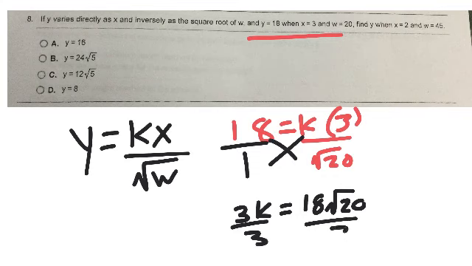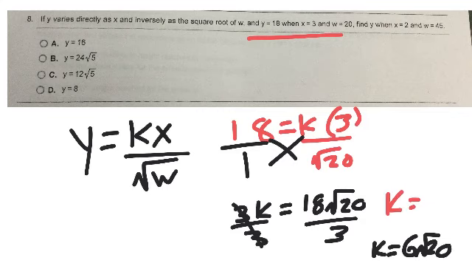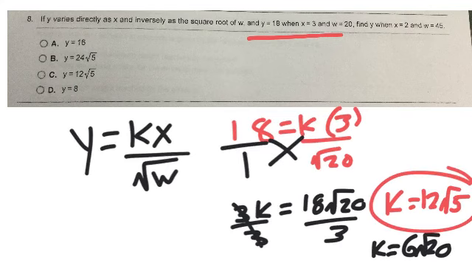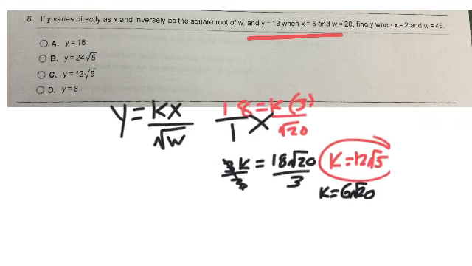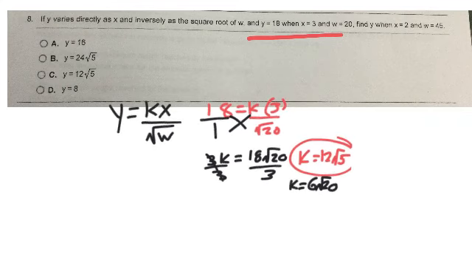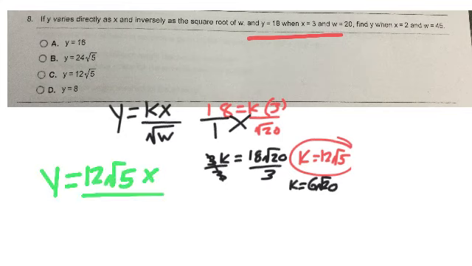Divide by 3. So that's going to give me k equals 6 radical 20, which if you put that in your calculator, that will simplify because radical 20 will break down as 4 and 5. So that should be 12 radical 5 is what we should get there. So I know that the k value is 12 radical 5. So I take that information, plug it back into my original. So now I have k is always 12 radical 5.